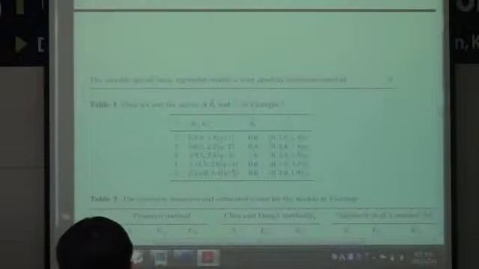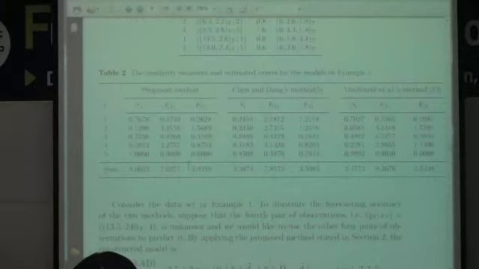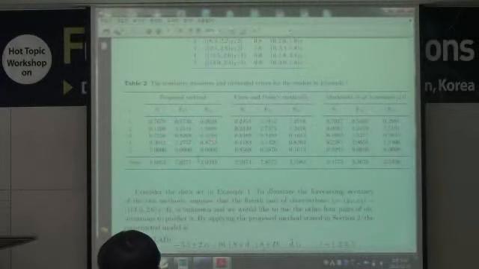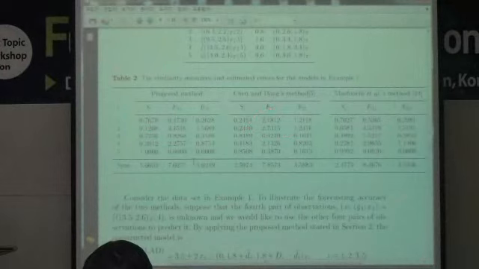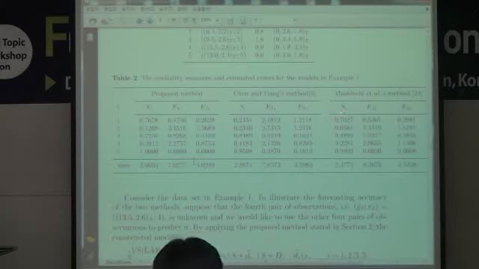A typical data set in regression is due to Tanaka and co-workers. This is the Tanaka data. As you see, we compare our method with Chen and Dang's method and also the Machinchi and co-workers method. Both of these methods are very new, and both of them dominated a lot of methods in the fuzzy regression model, and our method dominates both of them.